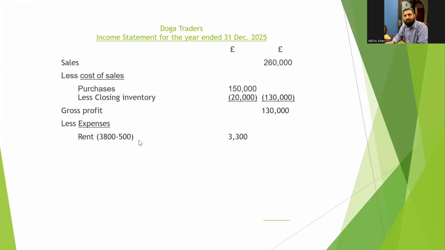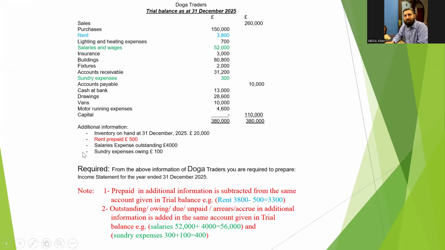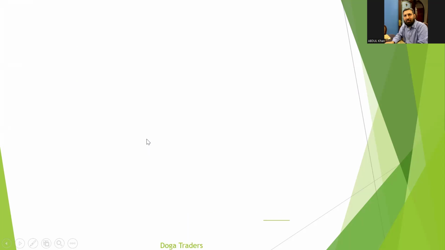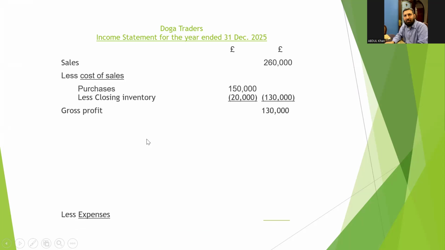Why minus 500? I can go back and explain again. Why minus 500? Because of the prepaid, right? So rent is 3,800. Because prepaid is given as 500, you will write 3,800 minus 500, and then you will write here 3,300.